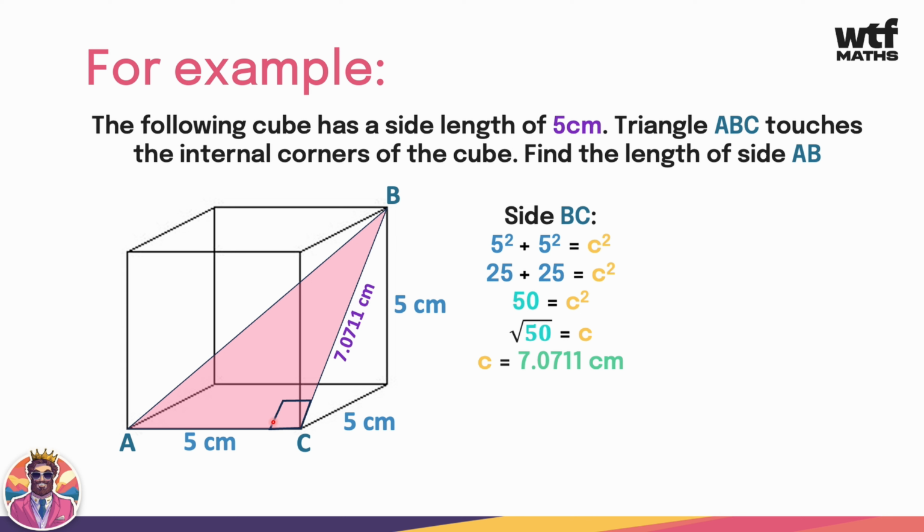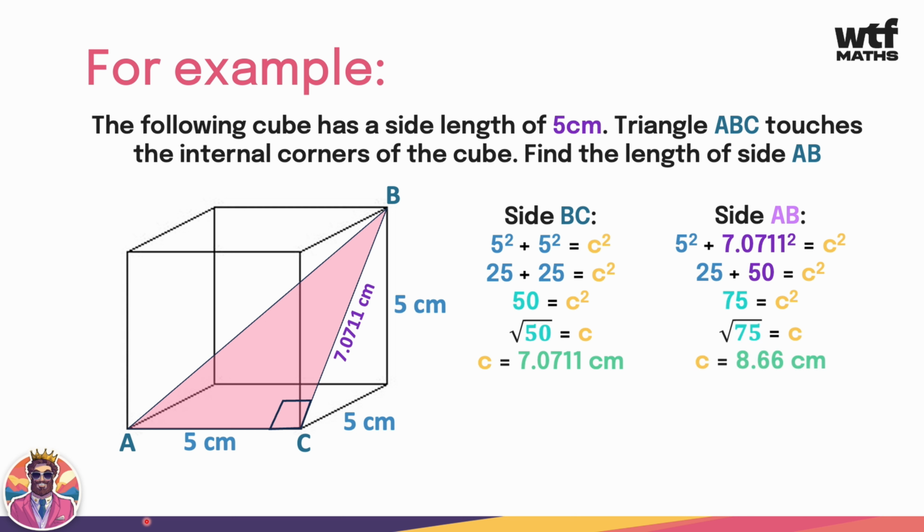So 5 squared plus 7.0711 squared equals C squared. This works out to 25 plus 50 equals C squared. 75 equals C squared. So I have to find the square root of 75, which is 8.66 centimeters. So the side AB is 8.66 centimeters in this 3D diagram. So whenever you have to find a side in a 3D diagram, it usually involves 2 calculations. You'll normally have to find a missing side that you don't know, and then use that answer to help you find the real side that you want to find.